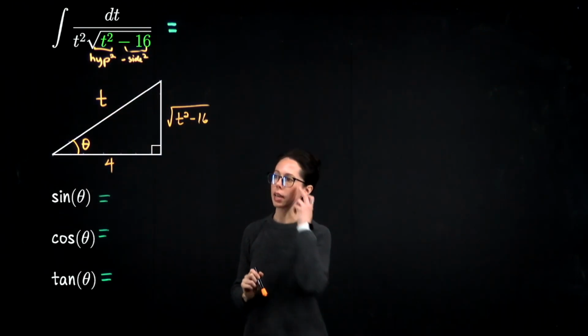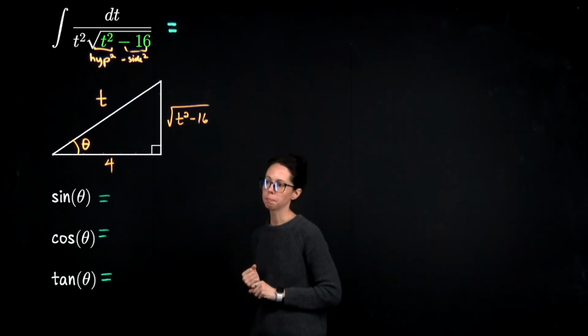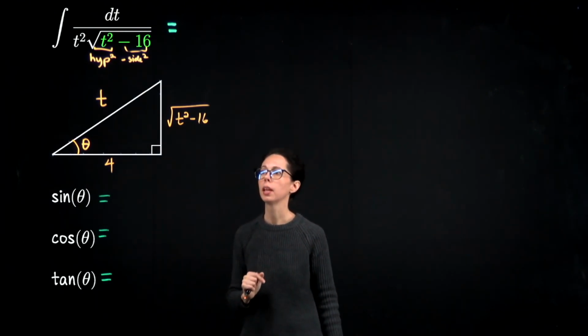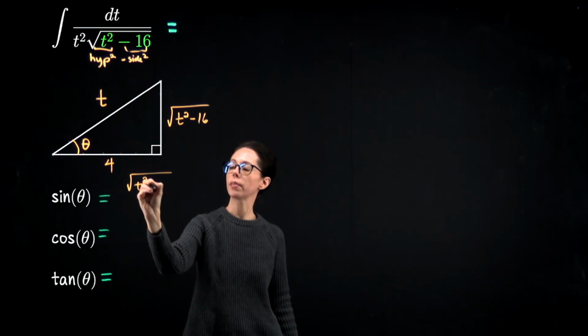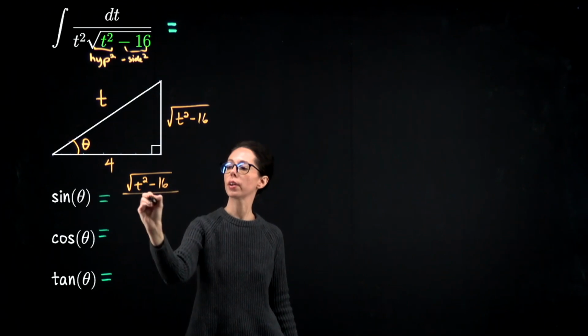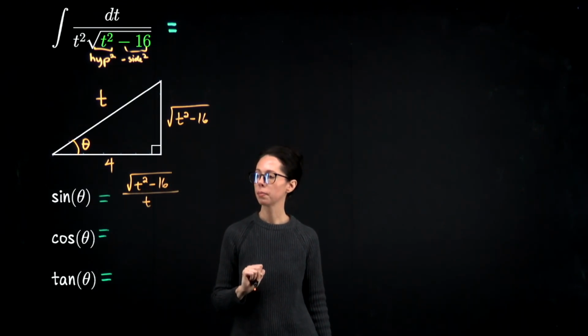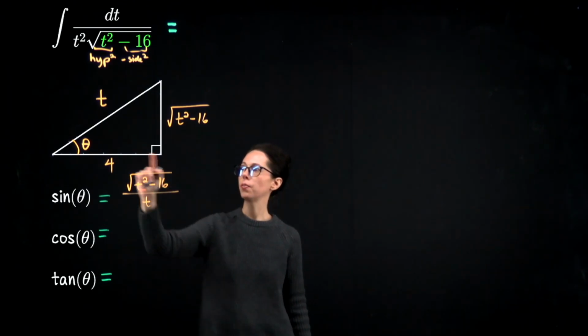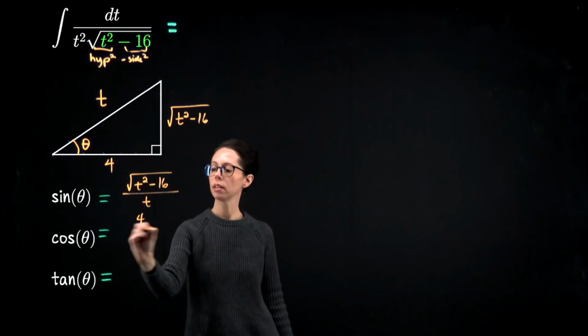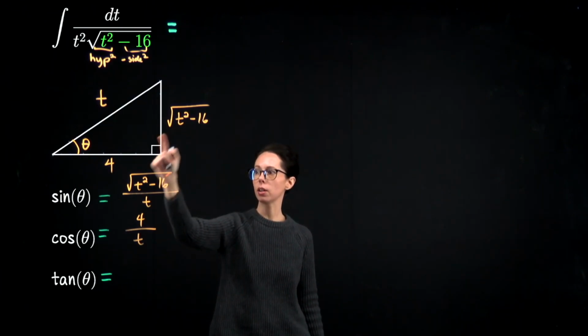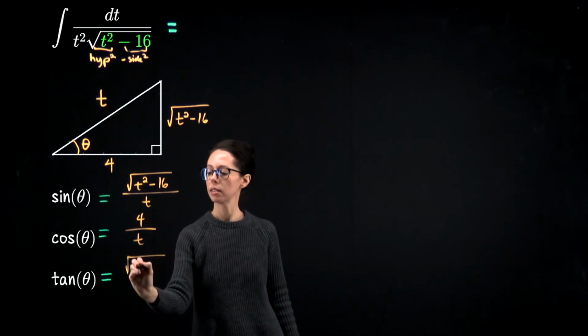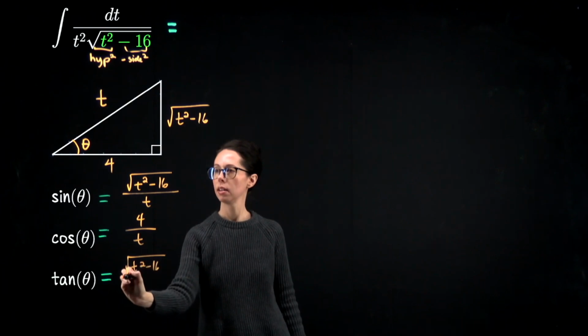Now let's just pause, kind of relax, and do our SOHCAHTOA. So sine of theta is opposite over hypotenuse. So that's going to look like the square root of t squared minus 16 all over hypotenuse t. Cosine of theta is 4 over t, so that's adjacent over hypotenuse. And then tangent of theta is opposite over adjacent, so we get the square root of t squared minus 16 over 4.